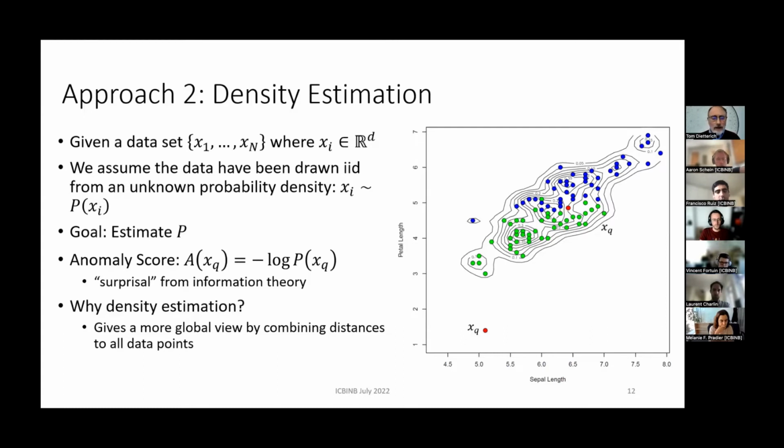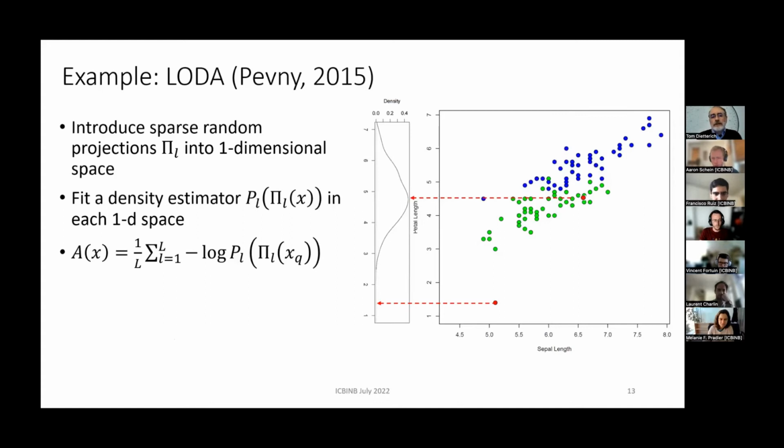And I think aside from the... of the data, right? Because basically every data point contributes to the density estimate at any location. And so obviously this would assign a very high anomaly score to this query point here, but maybe a much lower. This is an algorithm called LODA that came from Pevney.